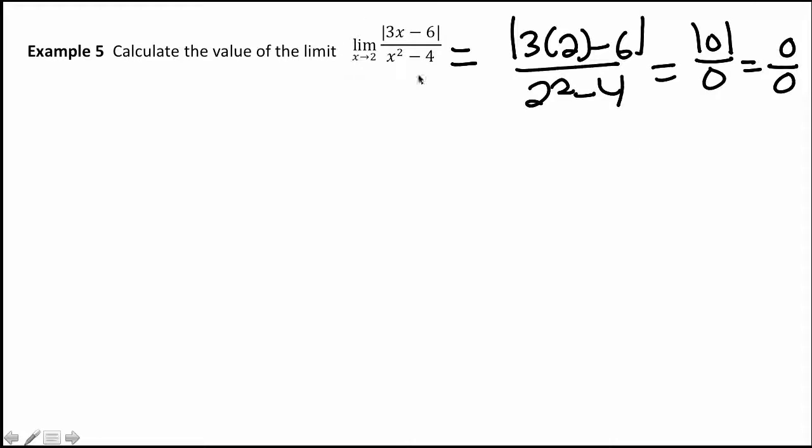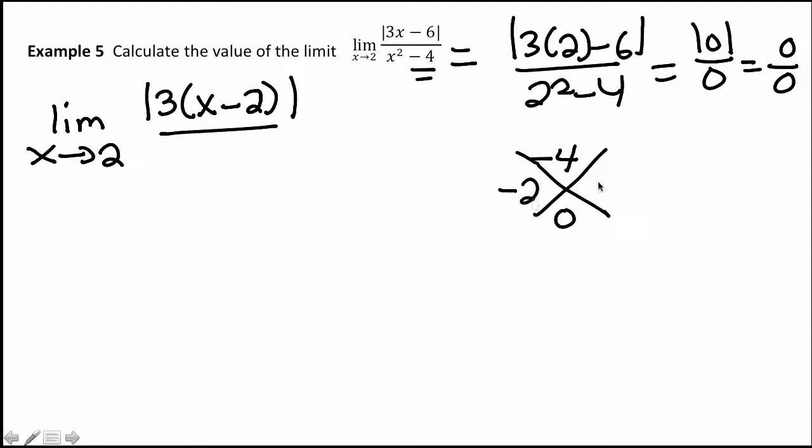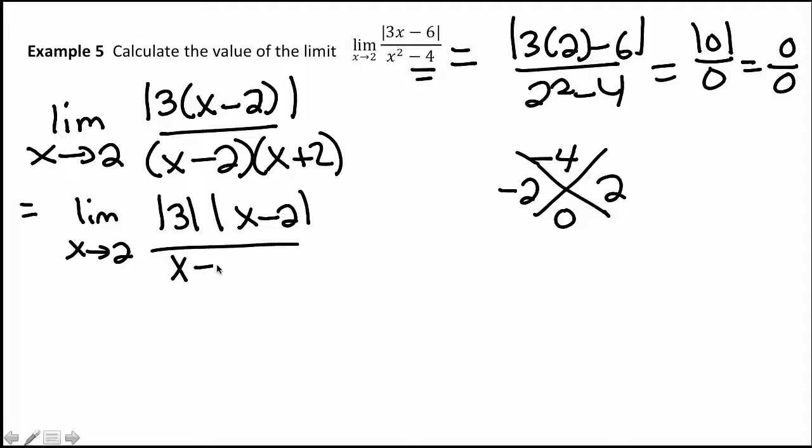So what are we going to do? Well, we're going to have to factor, right? Find some way to simplify this. Okay, so let's go ahead and factor 3 from this top. And recall, to factor this, you need the factors of negative 4 that add up to 0, because the middle term here is 0. In this case, that would give you negative 2 and 2. So your factors are x minus 2, x plus 2. Next, just notice that you have a product here, and for absolute values, you can take the absolute value of each of these individually. So you can rewrite this as absolute value of 3 times absolute value of x minus 2 over x minus 2, x plus 2.